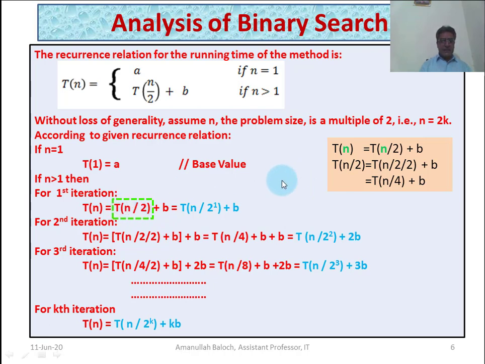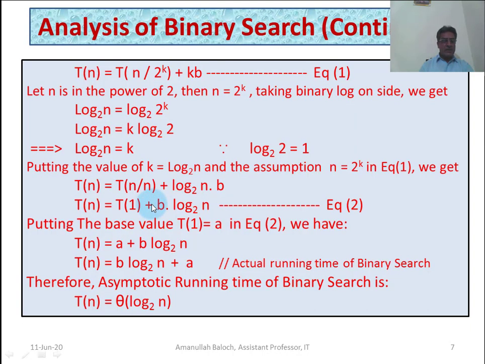You may see this with the substitution method. We have already learned the substitution method in the case of the merge sort algorithm, because we have solved the merge sort algorithm with 3 different methods, that is floor and ceiling method, iteration or substitution method, and the third one was the tree method. Here we will apply the substitution method. This is actually the result of the first iteration. T of n is equal to T of n divided by 2 plus b. You may see it here.